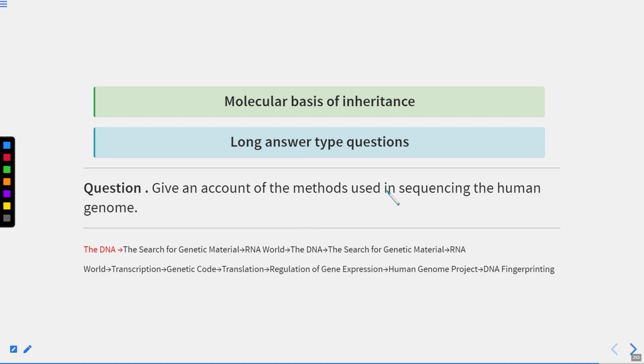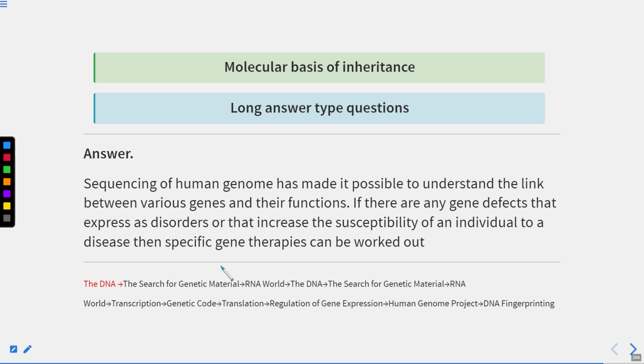Now coming to the next question. This question is, give an account of the methods used in sequencing the human genome. Now let's talk about this. The sequencing of the human genome has made it possible to understand the link between various genes and their functions. So the Human Genome Project was started. It was a collaborative effort, and after the Human Genome Project, we now know that we have around 25,000 to 30,000 genes. We now know the functions of some of the genes also, but the functions of over 50% of genes are still unknown.